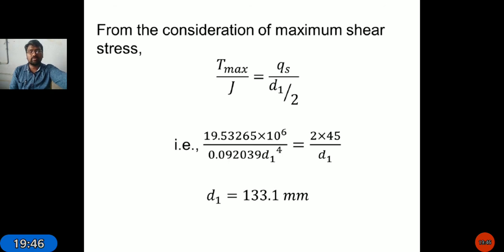By considering the maximum shear stress condition, T max by J is equal to q s by R, which can be written as d1 by 2. Substitute T max, J and q s. We will get the value of d1 as 133.1 mm.